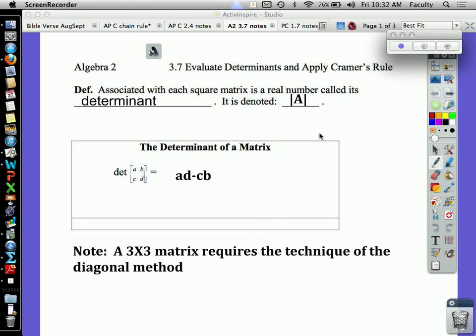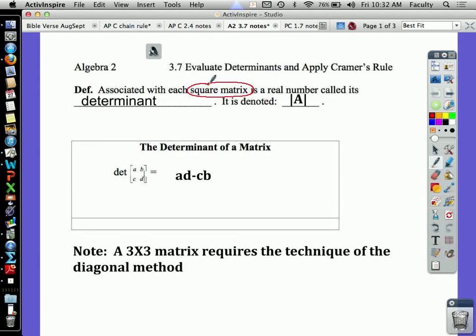Right, lesson 3.7. We're going to start off with a definition. Associated with each square matrix is a real number called its determinant, and it is denoted with symbols that look like an absolute value, so it does have these vertical bars. Now when you look at this definition, there's actually terminology that maybe we're not quite so familiar with. It says associated with each square matrix.